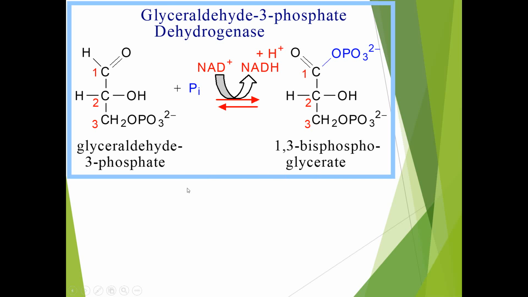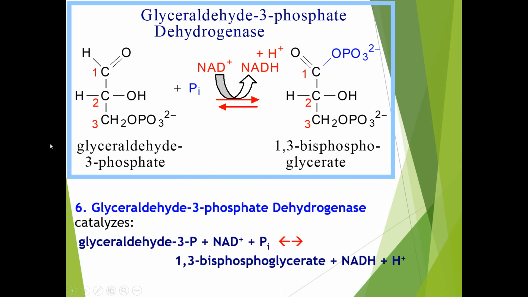Now we will proceed toward the next step of glycolysis, the 6th step. Here glyceraldehyde 3-phosphate gets converted into 1,3-bisphosphoglycerate. For this conversion we require the glyceraldehyde 3-phosphate dehydrogenase enzyme. Here the NAD molecule gets converted into NADH plus H. As we know, NADH plus H goes into the electron transport chain, and from the NADH molecule we get 3 molecules of ATP.